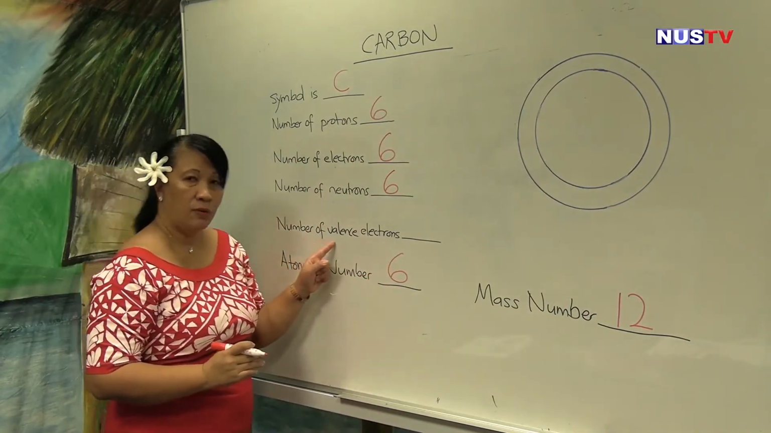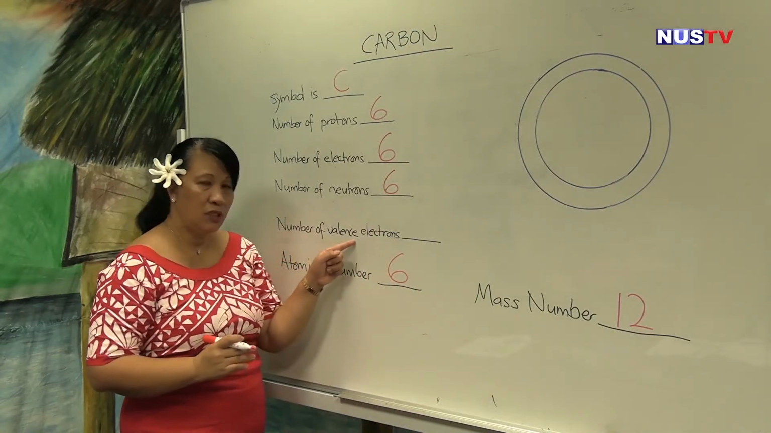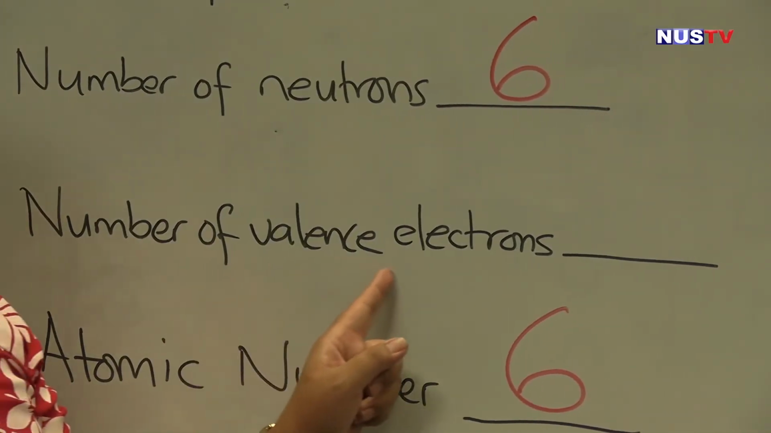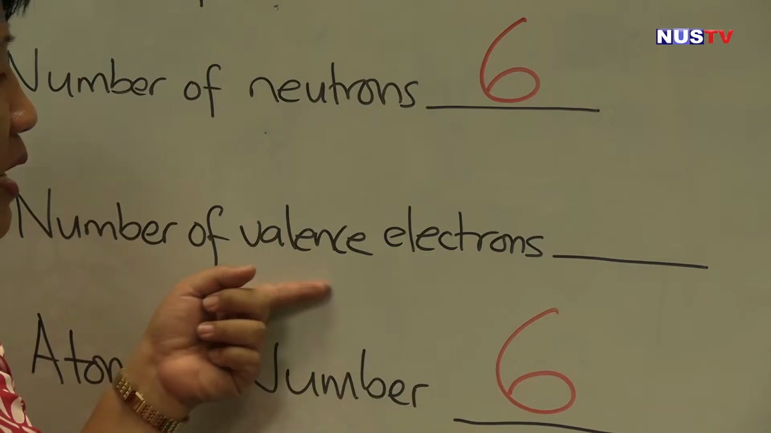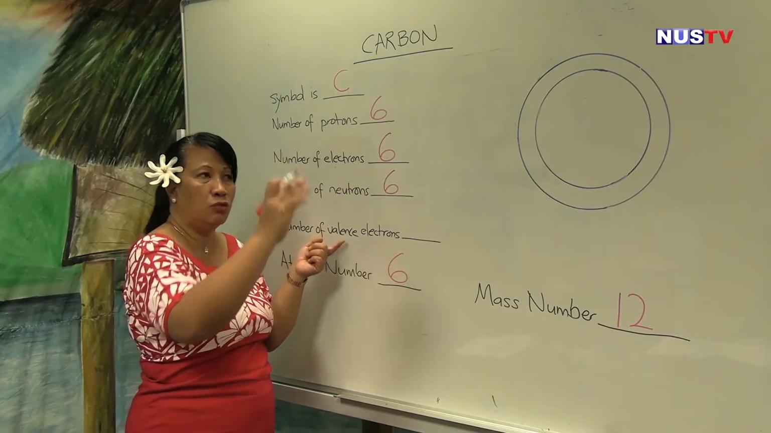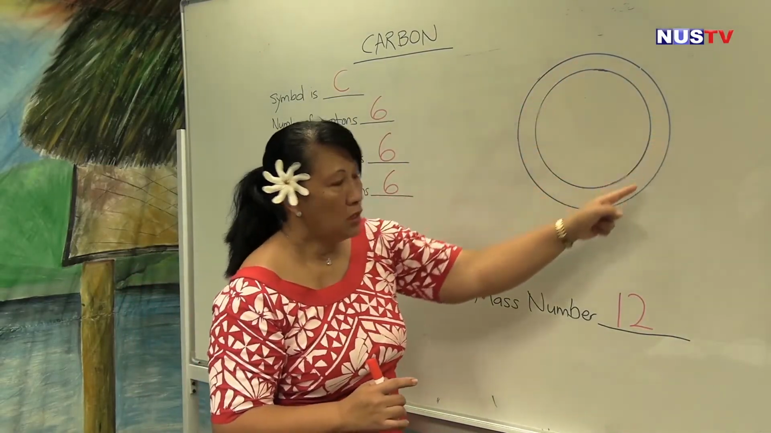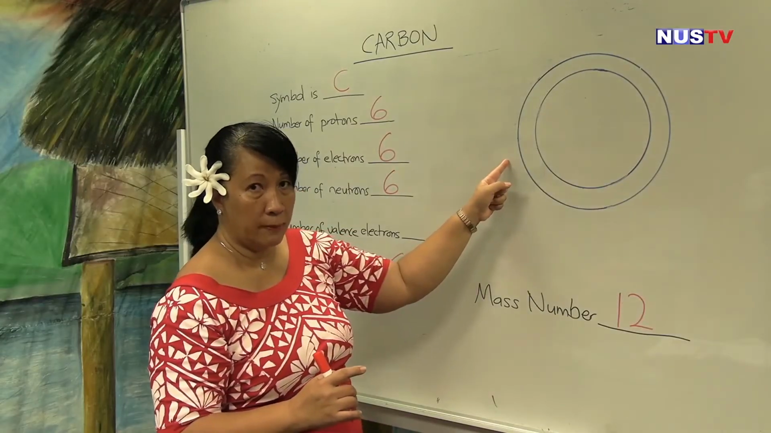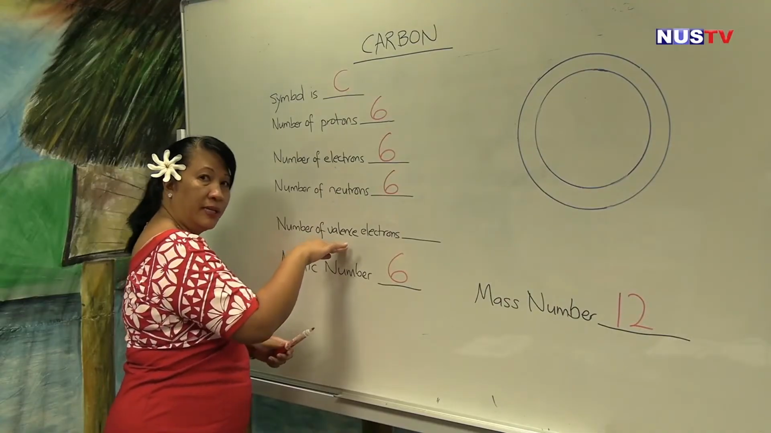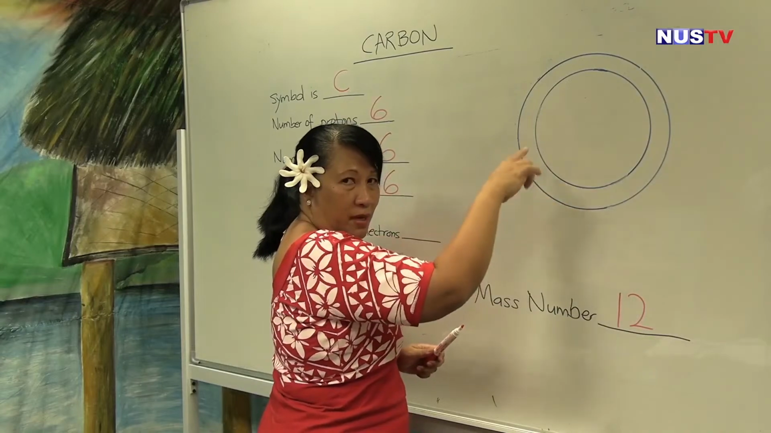Now, I have something here that we haven't talked about in lesson number 1, but this is something that you should also know. They say here, what is the number of valence electrons? What is valence electrons? Valence electrons are the electrons in the outer shell. The outer shell is the shell outside the atomic structure.